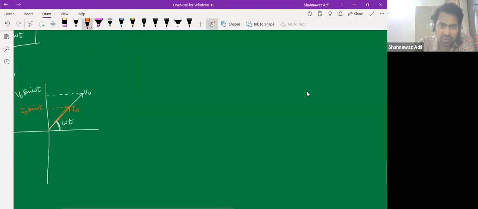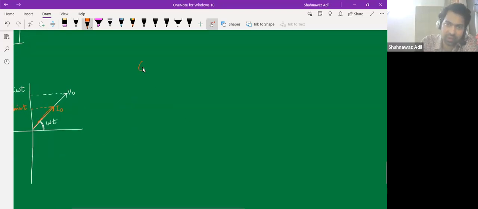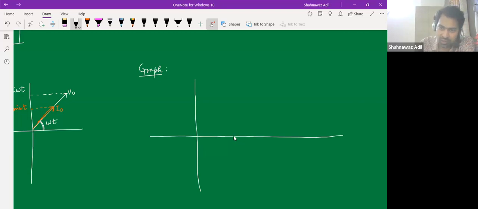So the graph would be like this. This is 90, this is 180, this is 270, and this is 360. These are the angles, right?